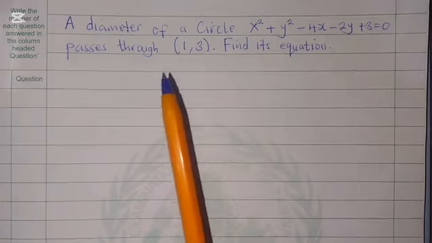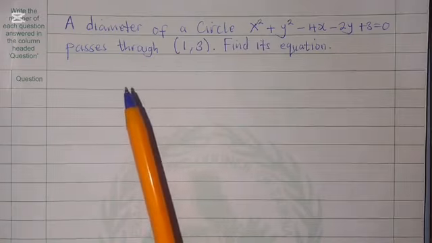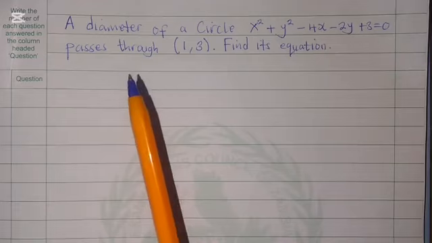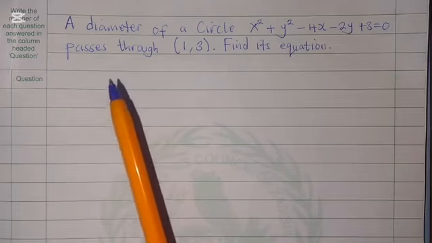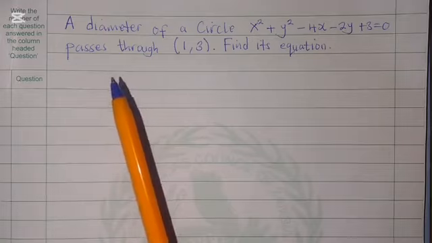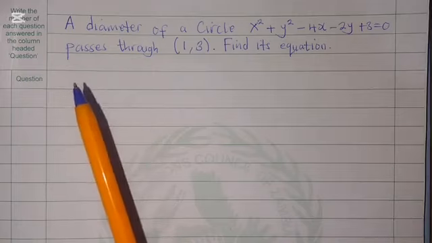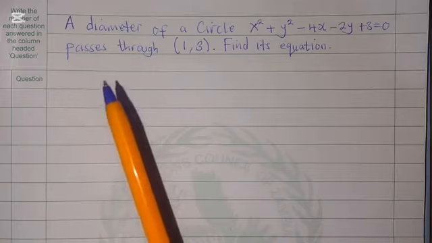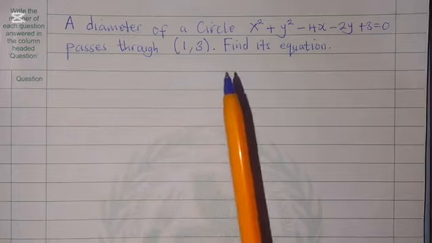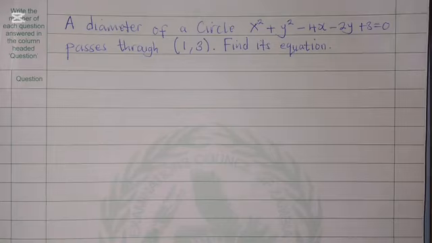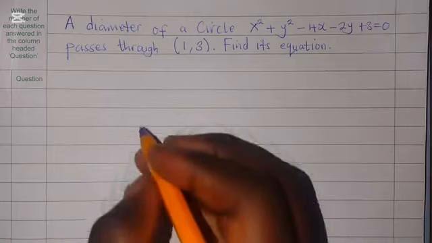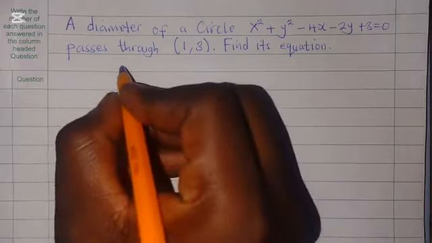In order for us to find the equation of the diameter, first we are going to start by finding the equation of the circle. After we find the equation of the circle, we are going to use that equation to find the coordinates of the center of that circle. Then we are going to use those coordinates to find the equation of the what? Of the diameter. So let's take a look at this equation right here.